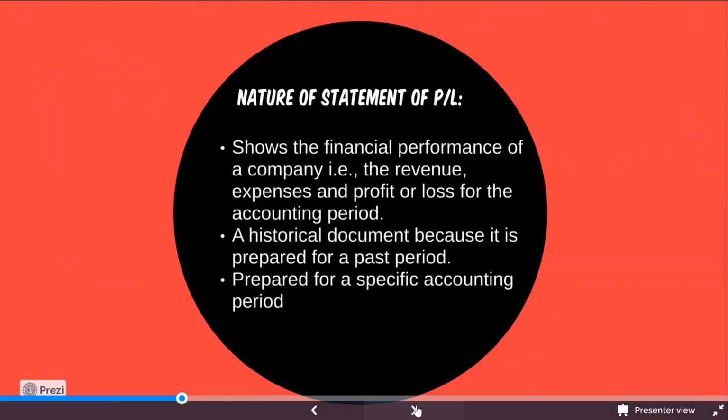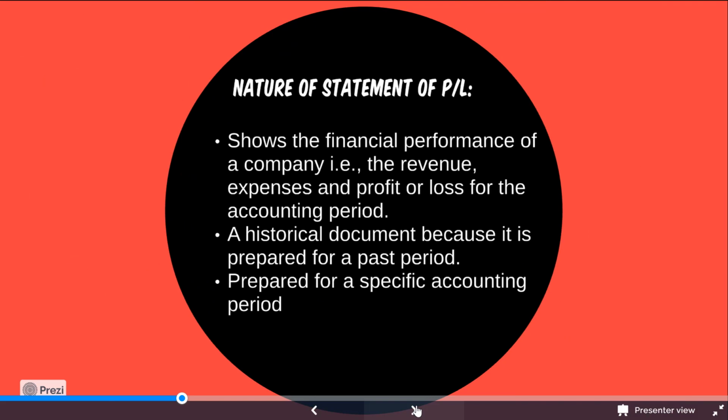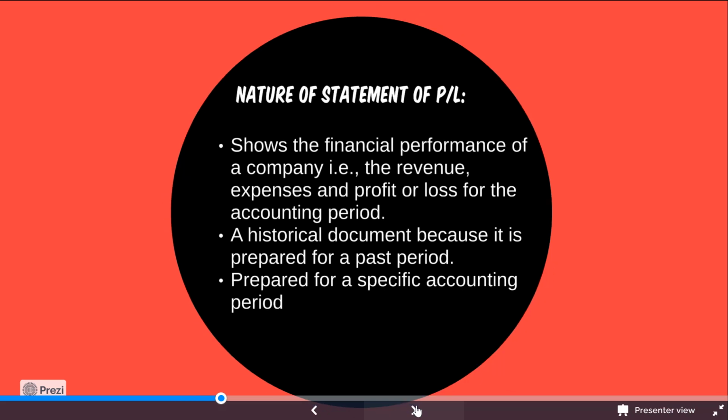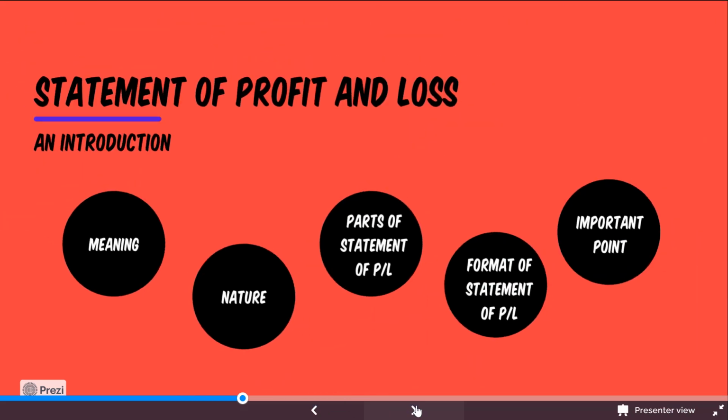Let's move on to nature of statement of profit and loss. It shows the financial performance of a company, that is the revenue, expenses, and the profit and loss for the accounting period. It is a historical document because it is prepared for a past period and it is prepared for a specific accounting period.